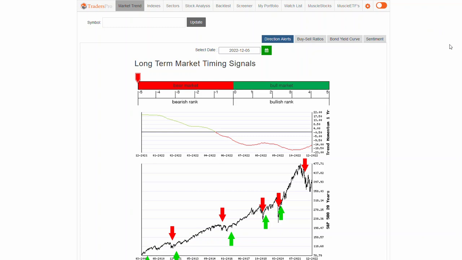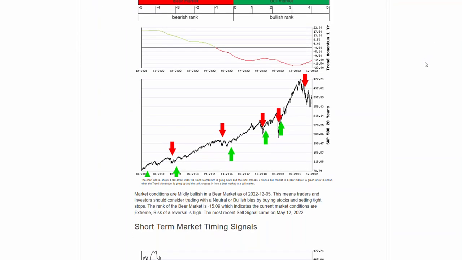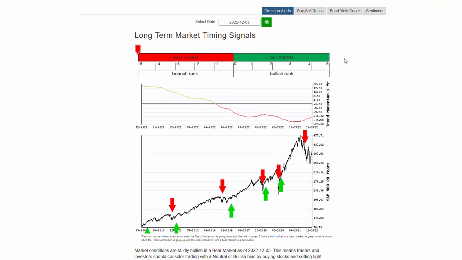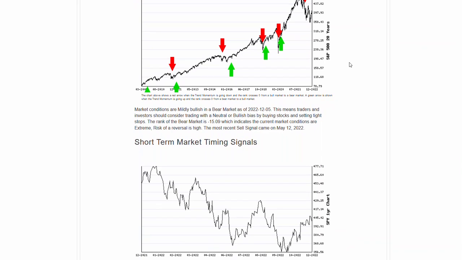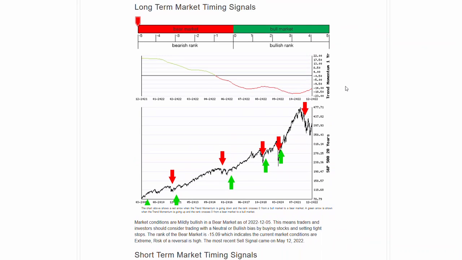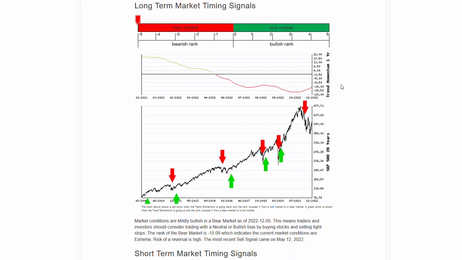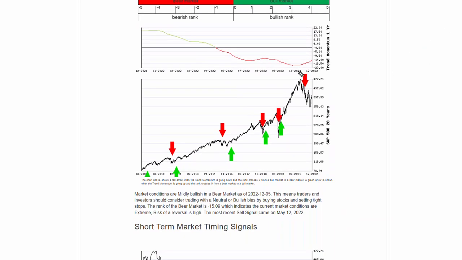Let's talk about a couple of things today that are both bullish and bearish. We'll start here on the directional alerts page. Again, this is our top-down approach. It's a very slow-moving indicator, a very slow-moving perspective, and that's what we look for in a top-down approach: what is the overall direction of the market going.